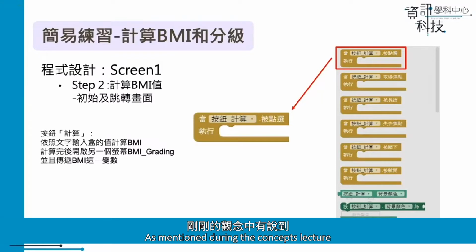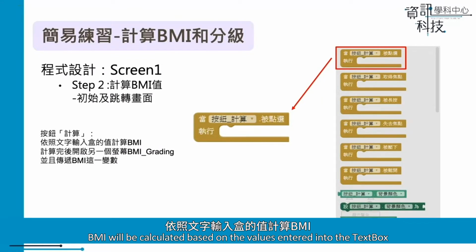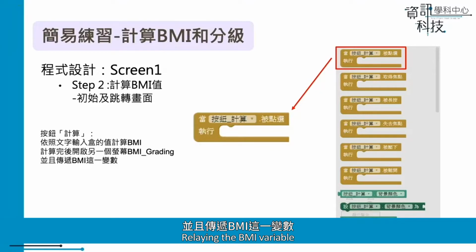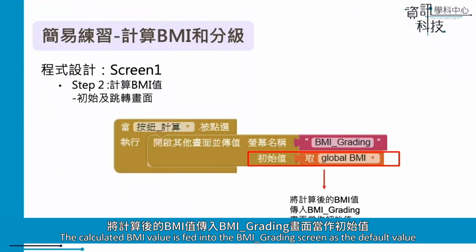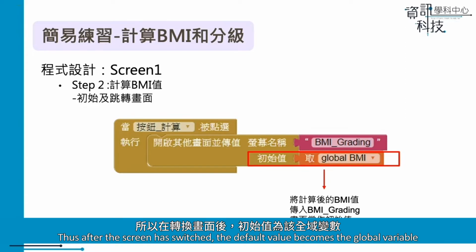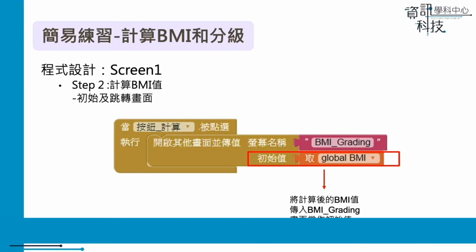As mentioned during the concepts lecture, BMI will be calculated based on the values entered into the text box. After calculations are done, another screen, BMI Grading, will be launched, relaying the BMI variable. In terms of control blocks, it will look like this. The calculated BMI value is fed into the BMI Grading screen as the default value. After switching the screen, the BMI global variable is needed. Thus, after the screen has switched, the default value becomes the global variable.